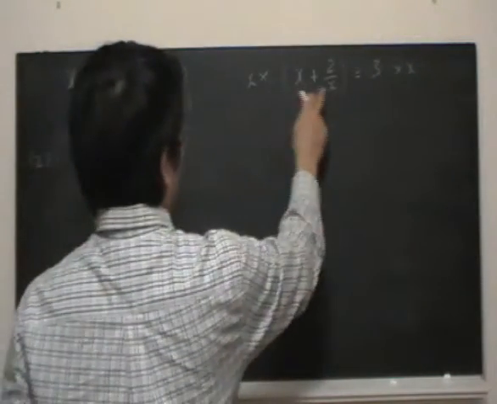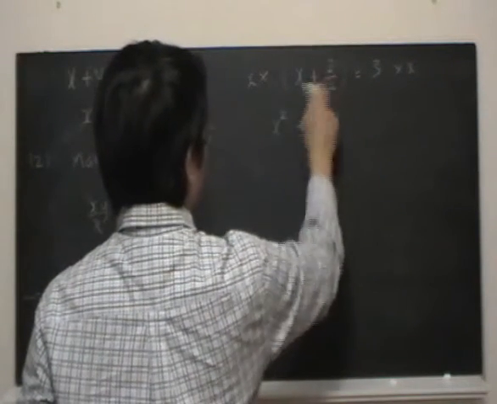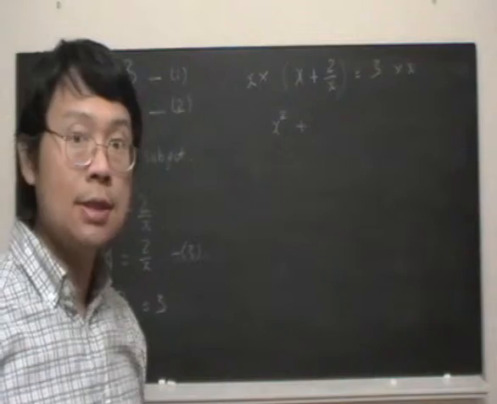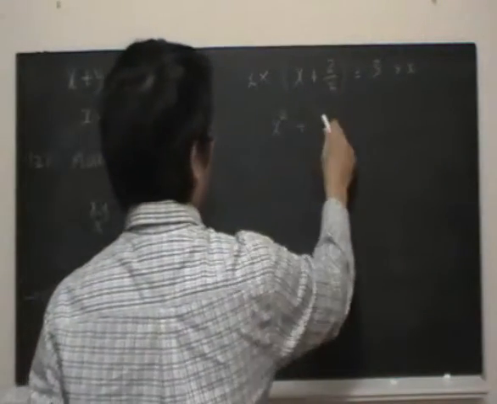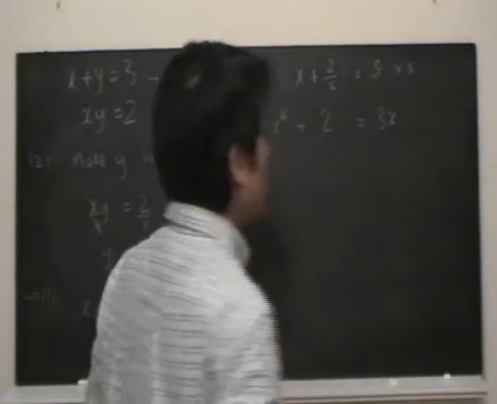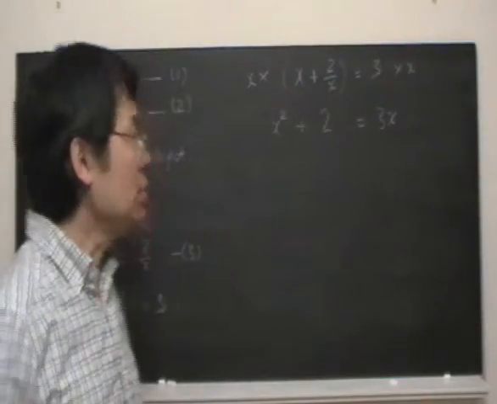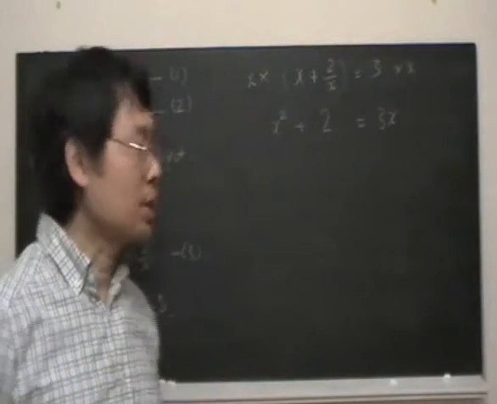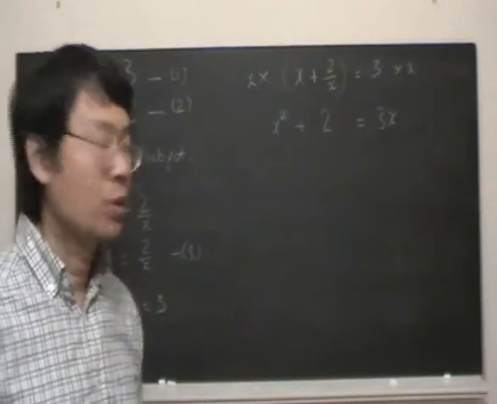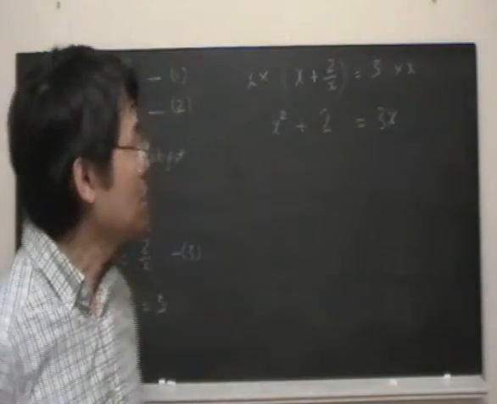So multiplying each of these terms by x, we have x times x gives x squared plus x times 2 over x. So the x here and the x at the bottom cancel. We are left with 2. And on the right side we have 3 times x equals 3x. Now it's beginning to look like a quadratic equation. Actually it is a quadratic equation. Now let's rearrange it to make it look like the familiar form. You remember what the familiar form is. It always has 0 on the right side.